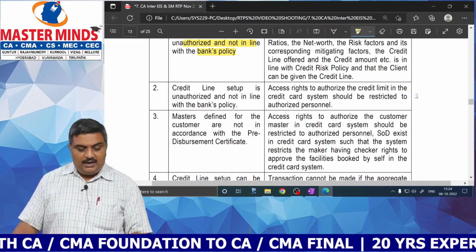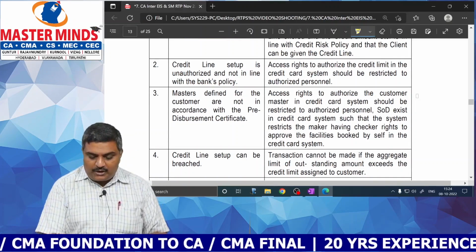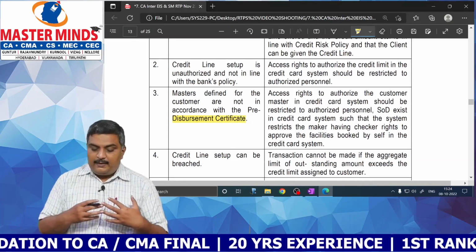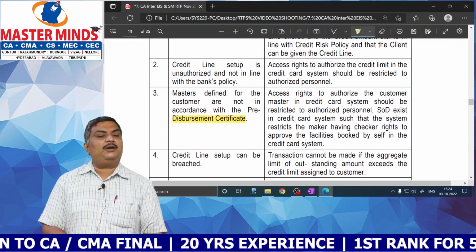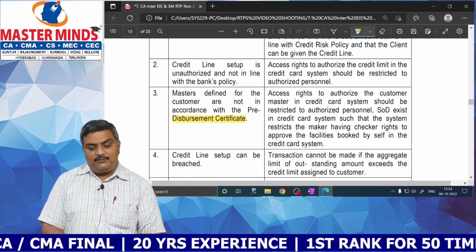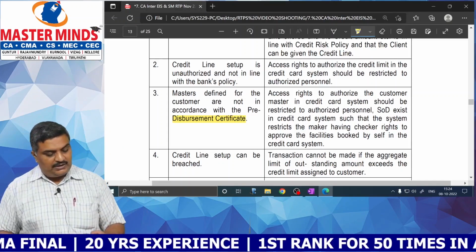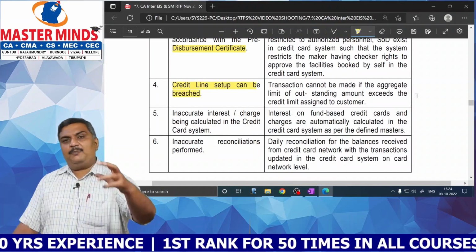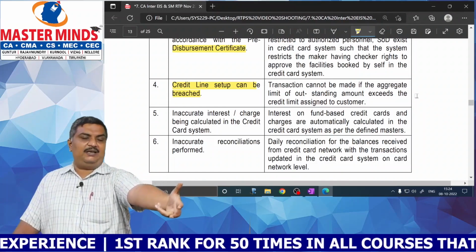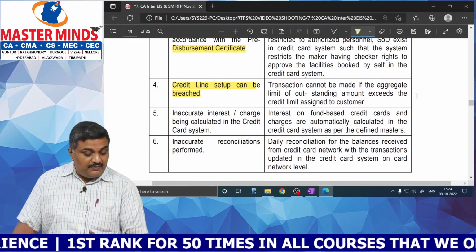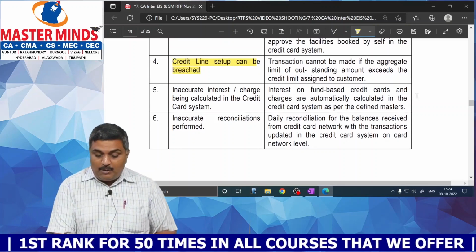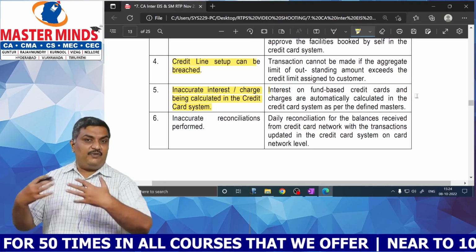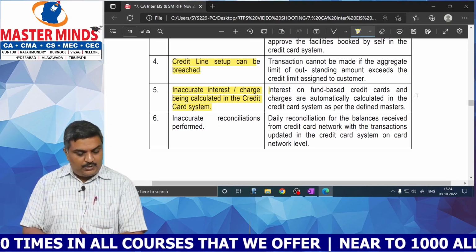handle that situation. And master files defined for customers are not in accordance with the pre-disbursement certificate. That means maker-checker rights are not properly followed, proper authorization is not there before issuing the credit cards. And credit line setup is breached. That means for every person, depending on their income levels, a credit limit will be there, but that is not being followed. And there are some problems in the calculation of interest, and some hidden charges are being added, and we are getting a lot of legal complaints from the customers that we need to address.